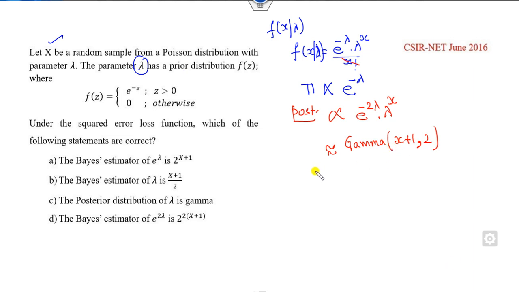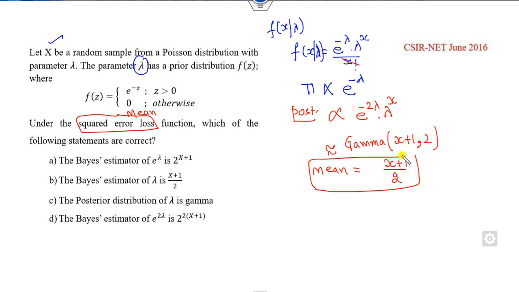So once you can find that, can you find the squared error loss? What is the squared error loss? You have to find the mean. So what is the mean of the gamma distribution? The first parameter divided by the second parameter. So the mean of this is my here. The posterior distribution is a gamma. Yes, it's a gamma. Also correct.